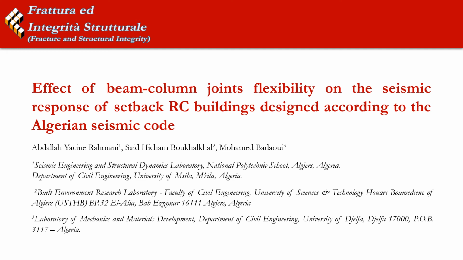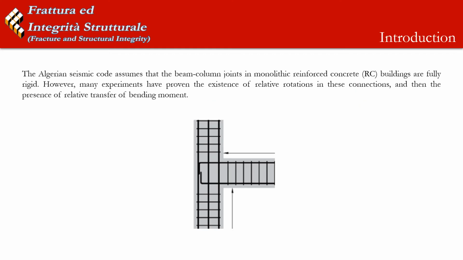Good morning. In this presentation, we will discuss the effect of beam column joint flexibility on the seismic response of setback RC buildings designed according to the Algerian seismic code. The Algerian seismic code assumes that the beam column joints in monolithic reinforced concrete buildings are fully rigid.